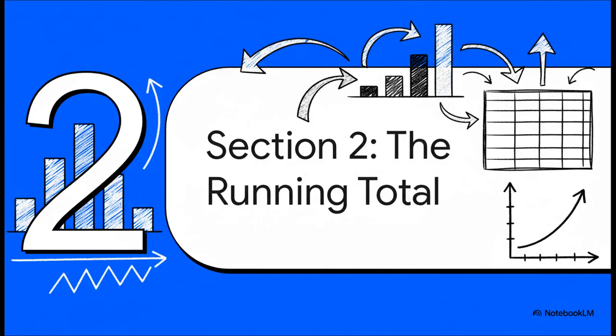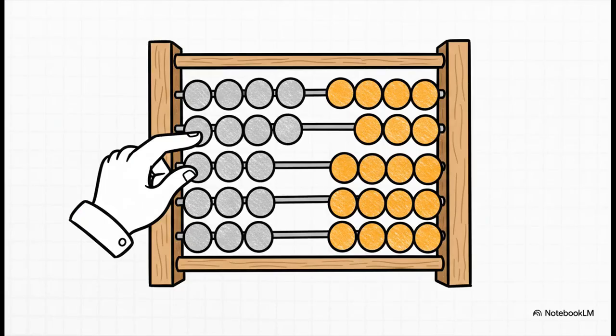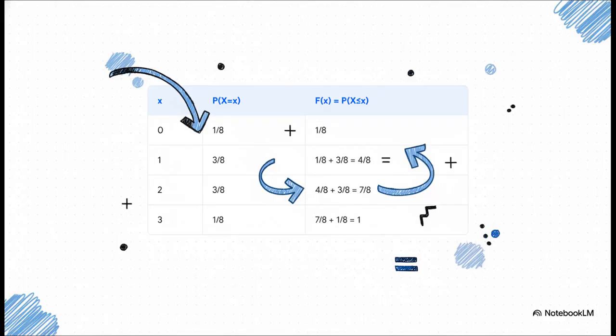Okay, now for the fun part. This is where we actually start to build the CDF. We're going to take that table and just start adding. And that's really the whole trick to it. Don't let all the math notation scare you off. Deep down, a CDF is just a simple running tally. As we move from one outcome to the next, we're just going to add its probability to the total we've built up so far.